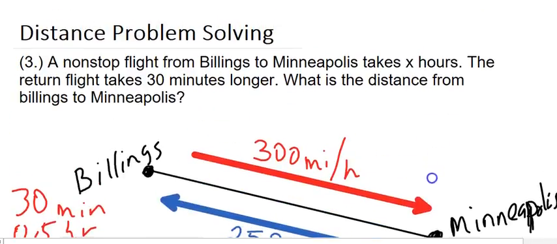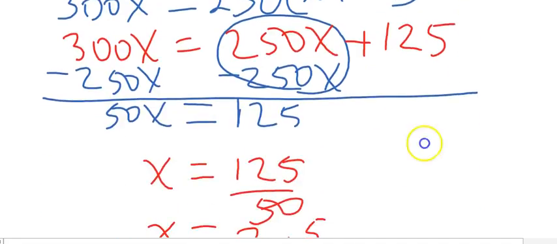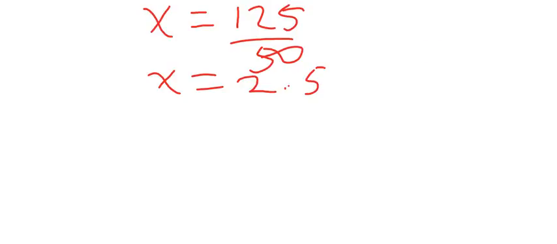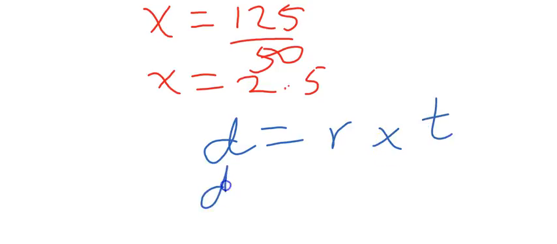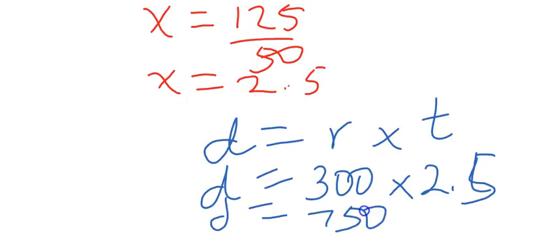So what does the question ask us? What is the distance from Billings to Minneapolis, which is the first one. So let's do that. Use the distance formula: distance equals rate times time. The rate they gave us is what? What's the rate for going to Minneapolis? 300. Times what's the time? 2.5. So multiply that, what do you get? 750. So the distance is 750.